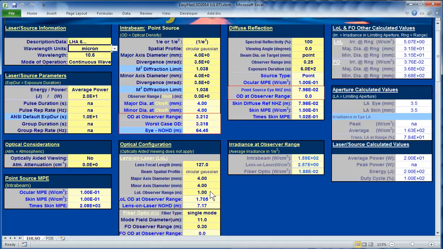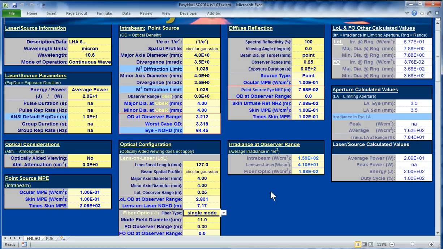For this, we have put in a 1 meter observer range, and we see that our OD requirement is 1.7. Instead of getting closer to the 3.3, which is your worst case. Of course, if we change this to 0, we should see something very similar to our worst case. Our default, 2.5, we see about 2.8. That's really all there is to a lens-on-laser calculation for industrial lasers.